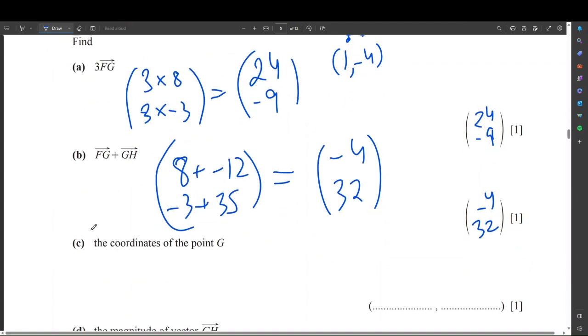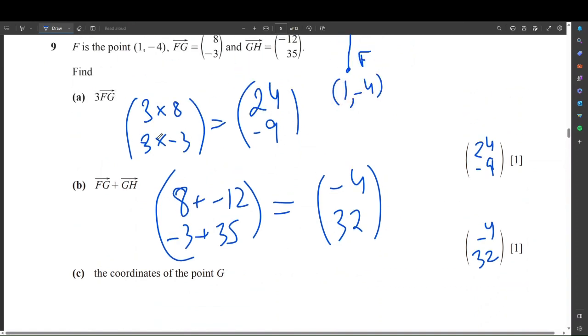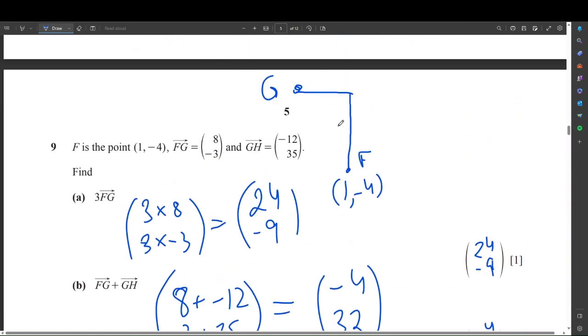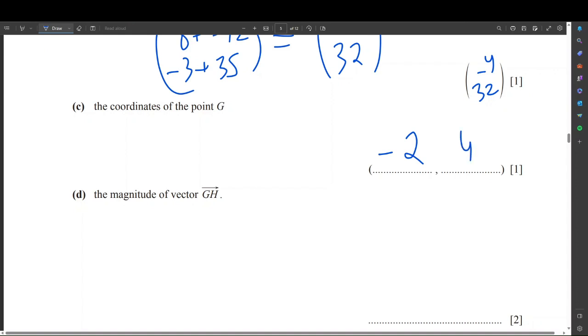All right. Now, find the coordinates of point G. I already drew this diagram over here, which shows that if you were to go from F to G, we need to go 8 units up and 3 units left. So minus 4 plus 8 will be 4, and 1 minus 3 will give me minus 2. Right, 1 minus 3 is minus 2, minus 4 plus 8 is 4, so minus 2 comma 4 is the coordinate for G.